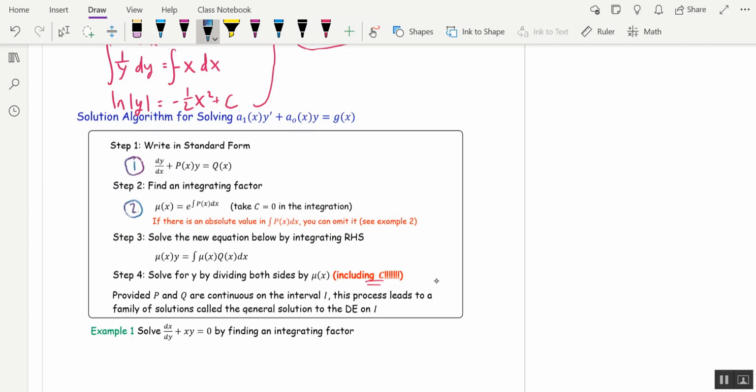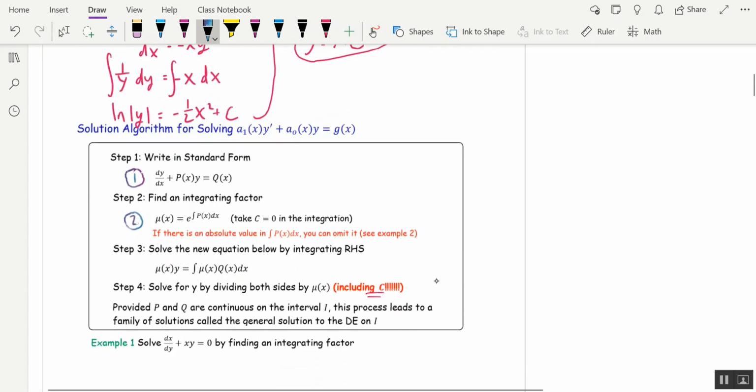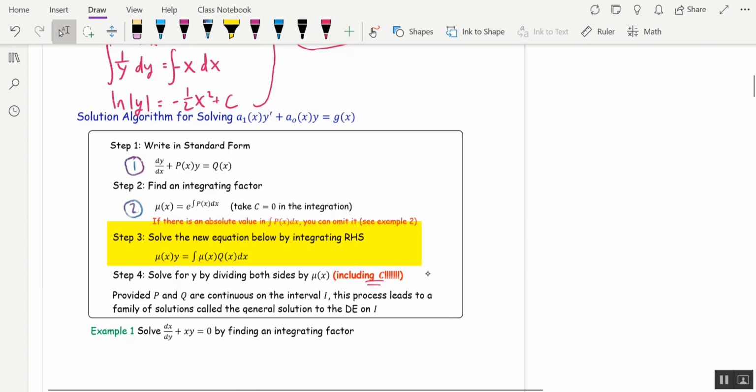In this case, your integrating factor will be e to the integral of p of x dx. Take c, the constant of integration, to be 0. If there's an absolute value in mu, you can get rid of it, and I'll show you how to do that in example 2. That's not the same as getting rid of the absolute value up above. That was a different thing. Step 3, you're magically going to jump to this equation: mu y is the integral of mu q dx, and I will explain that magical step on the next page. Step 4, divide both sides by mu of x, so you're solving for y.